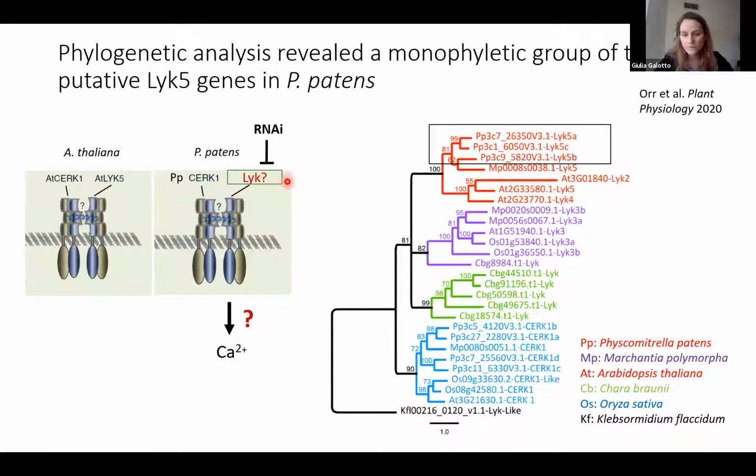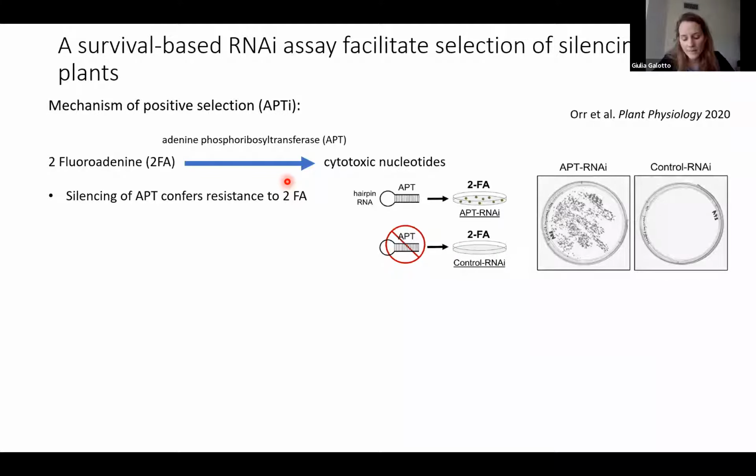Briefly, I want to show you the mechanism of RNAi that we used, because this is a novel RNAi mechanism that our lab developed, and it exploits the APT silencing system. APT is an enzyme that converts 2-fluoroadenine into cytotoxic nucleotides. So silencing of APT confers resistance to 2FA. If we do RNAi of APT and we plate plants on medium that contains 2FA, the plant will survive. But if we don't silence APT and we plate plants on 2FA, they will no longer survive.